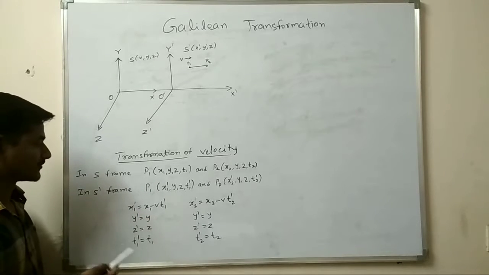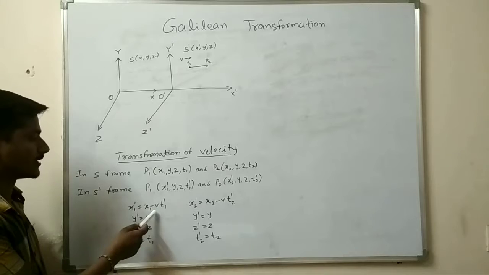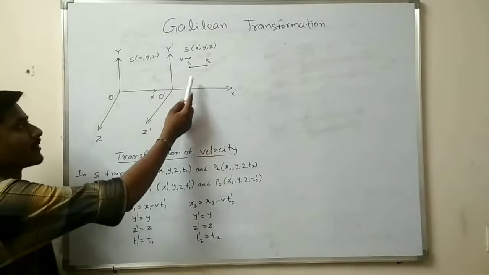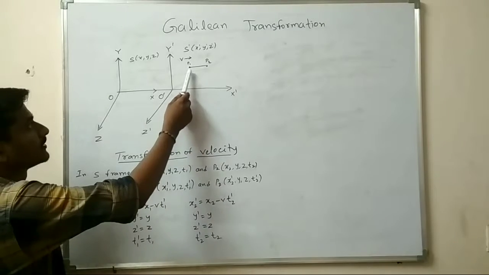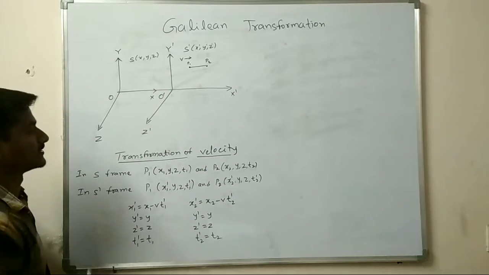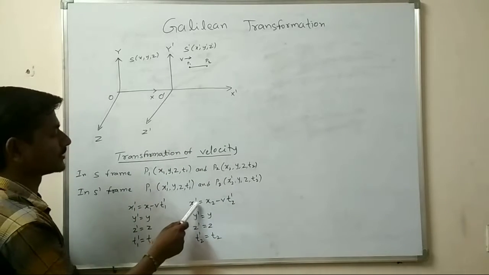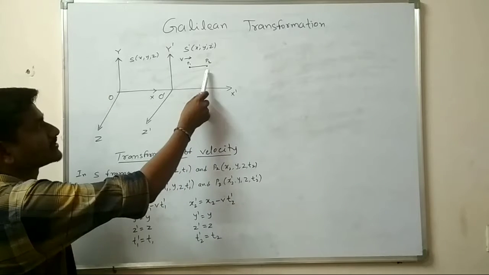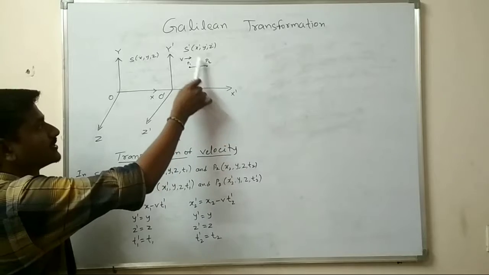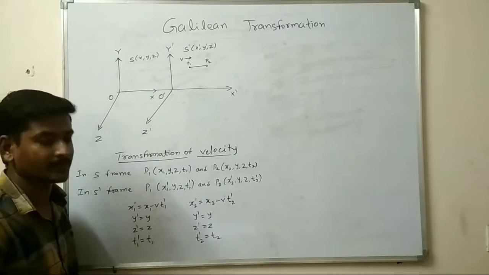From Galilean transformation we have x1 dash is equal to x1 minus v t1, where the time is t1 dash when the object is at point P1 in the frame of reference S dash, and similarly x2 dash is equal to x2 minus v t2 dash, where t2 dash is the time in the S dash frame when the object is at P2.